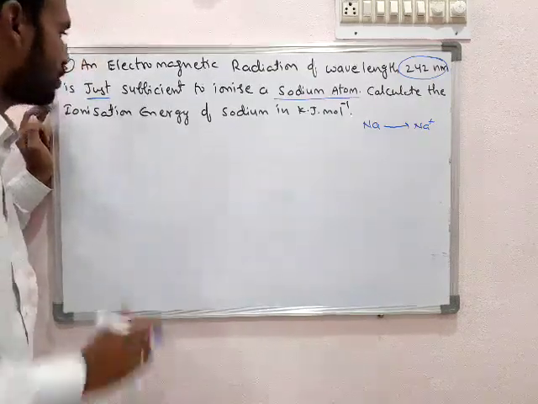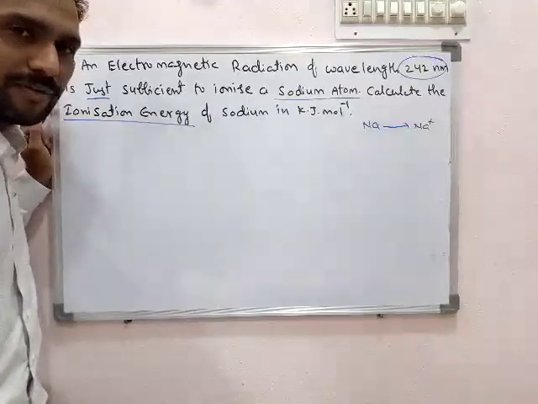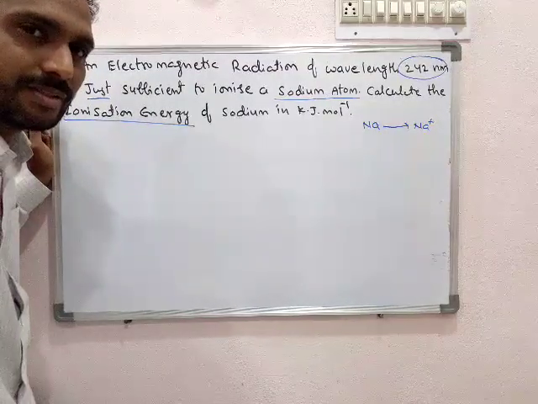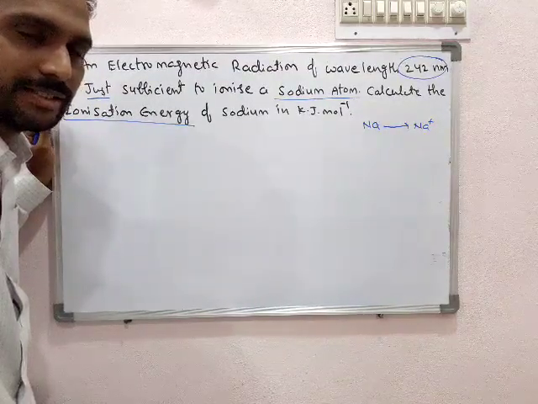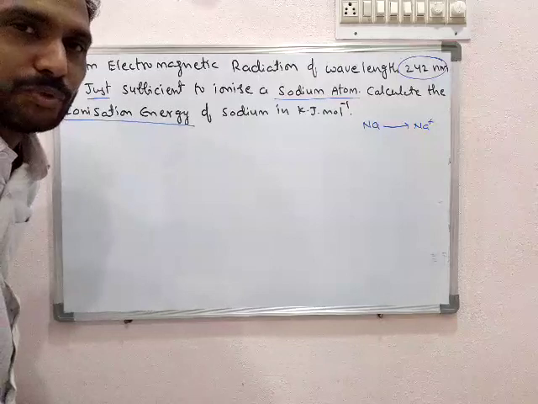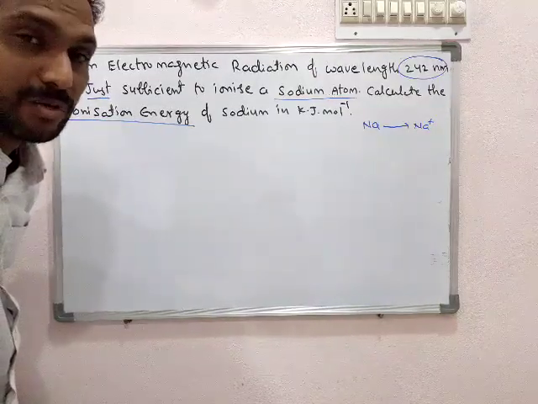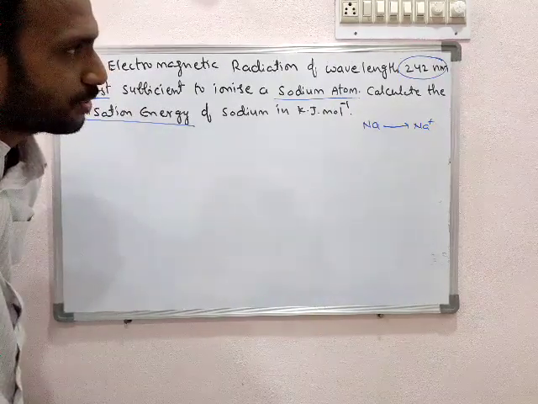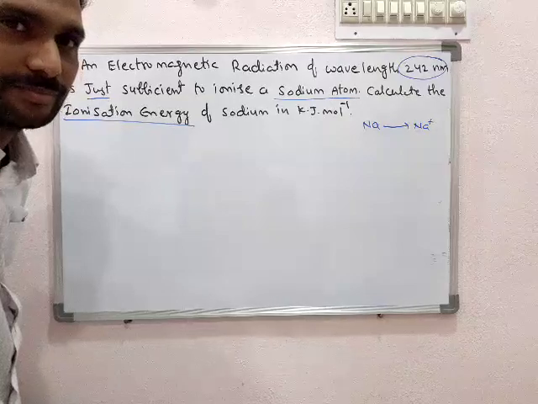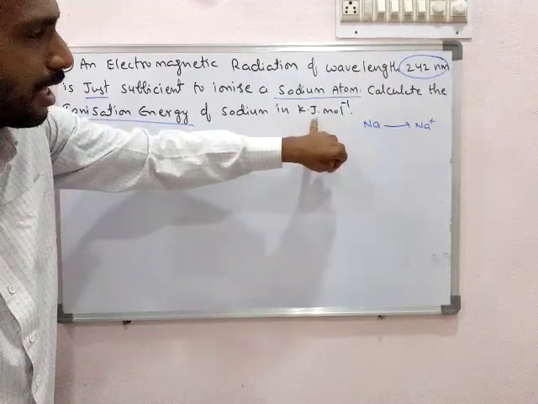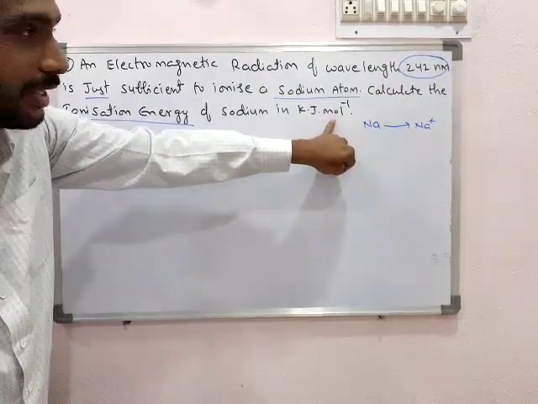So what is general ionization energy? The amount of energy required to remove an electron from a gaseous isolated neutral atom. The amount of energy required to remove an electron from a gaseous neutral atom is called ionization energy. So it is given for one atom, and we need to calculate for 1 mole. First we convert this wavelength into energy.